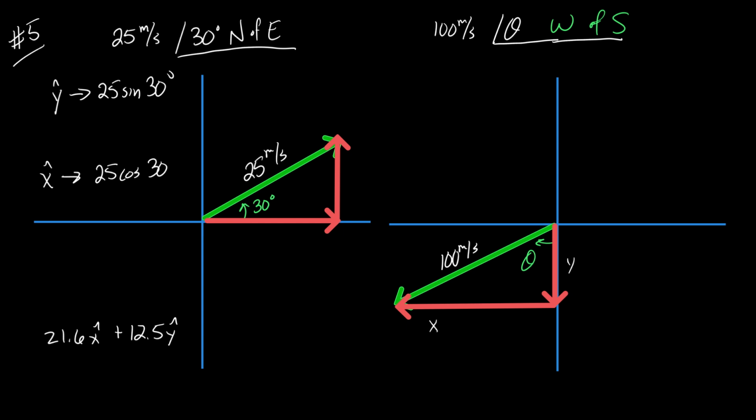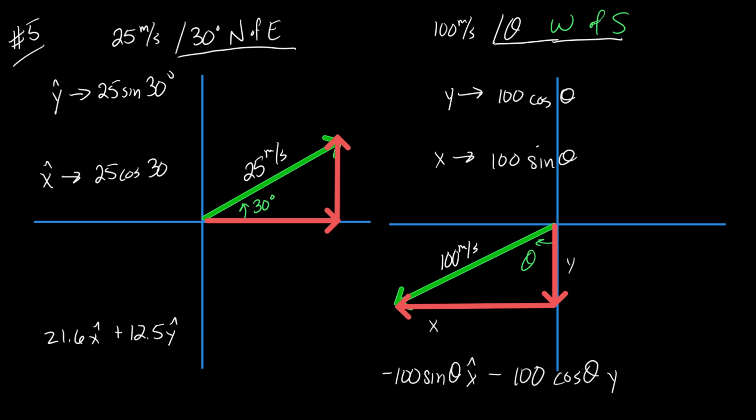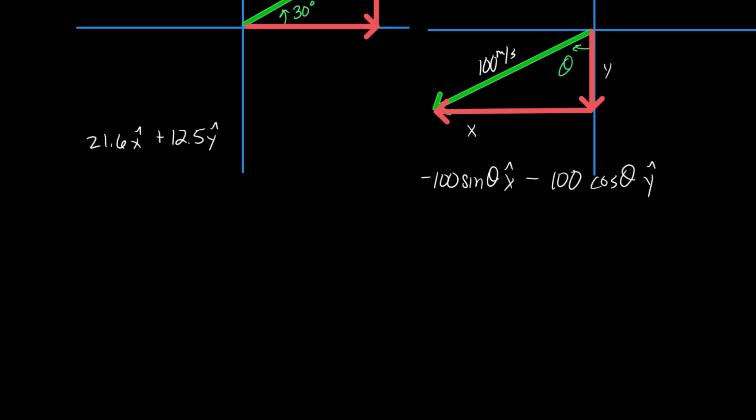My y component will be 100 cosine theta, and my x component is going to be 100 sine theta. That all right? They are both in the negative direction because this particular thing is in the third quadrant. So I would write this as negative 100 sine theta in the x hat direction, minus 100 cosine theta in the y hat direction. All good?